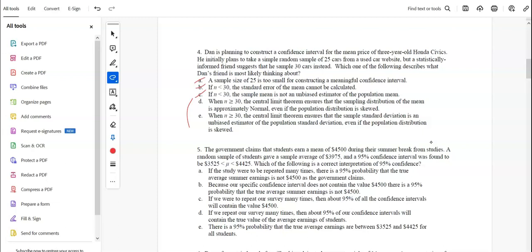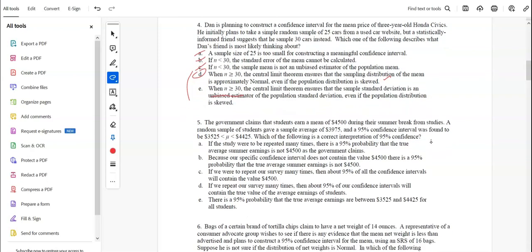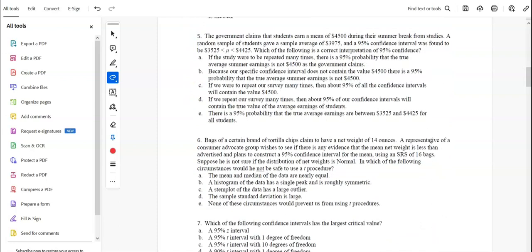So I think it's going to be D. Let's see. It ensures the sampling distribution is approximately normal, even if the population is skewed. That's true. The other one says the sample mean is an unbiased estimator. See, that's not really the central limit theorem. It's all about the shape and the variation going down. Unbiased estimator is not part of the central limit theorem.